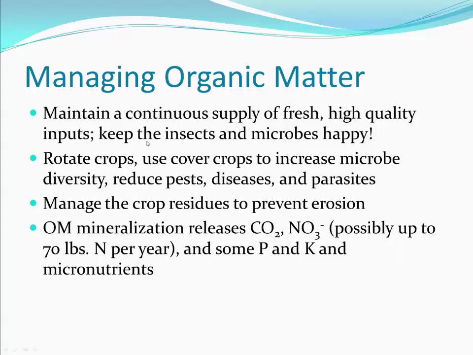We can manage the crop residues to prevent erosion, and we can count on mineralization of nitrogen, phosphorus, potassium, carbon, calcium. Other elements can be released from the organic matter, and with nitrate we might even get up to 70 pounds of nitrogen equivalent per year, plus some potassium and phosphorus. So we need to take this into account when calculating a fertilizer budget.